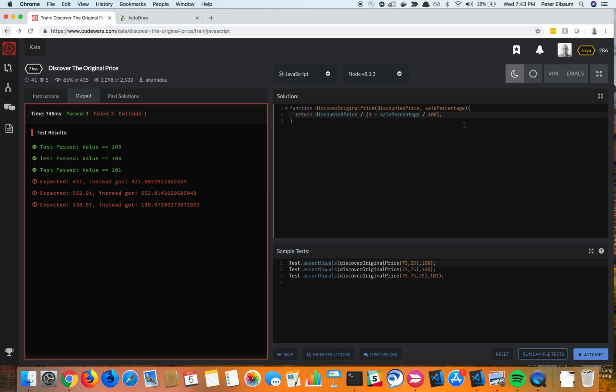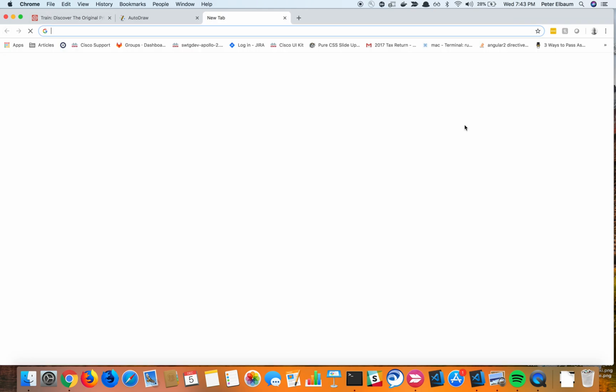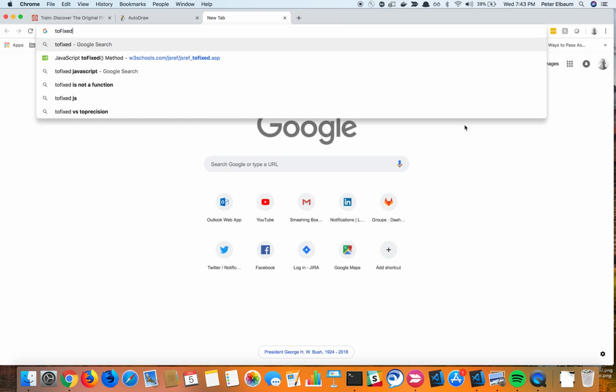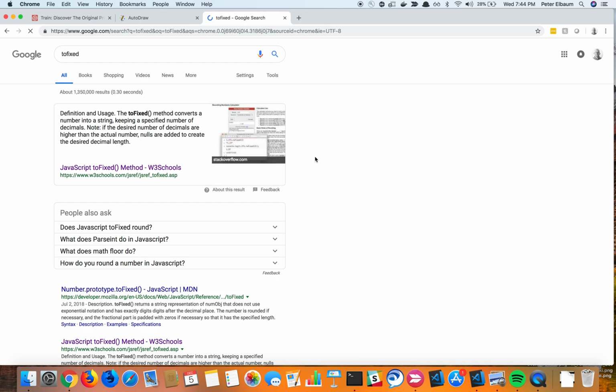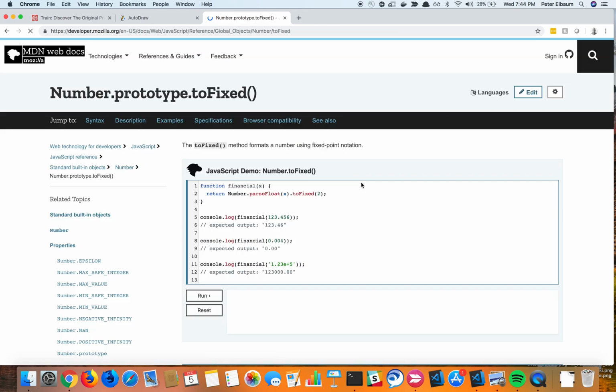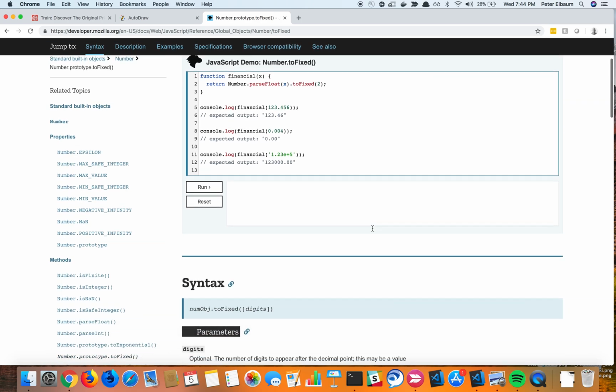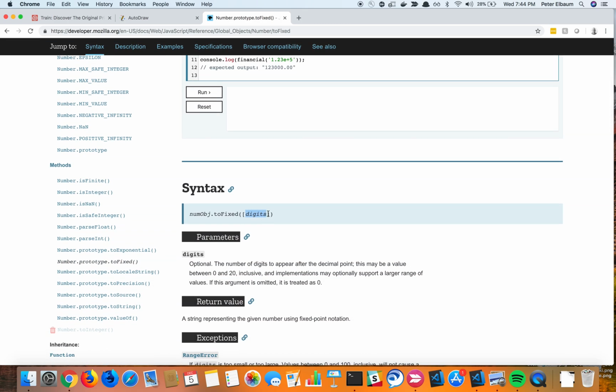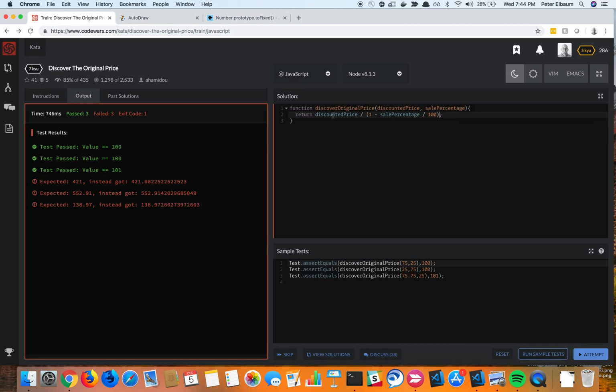I think the first thing we need to do is use this method called toFixed. And it's a great method. I like MDN for my documentation. I think it's the most solid. So toFixed, you basically just give it the number of decimals that you want. So between 0 and 20. So let's go ahead and give it that and see what happens.